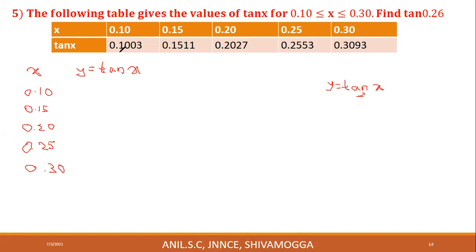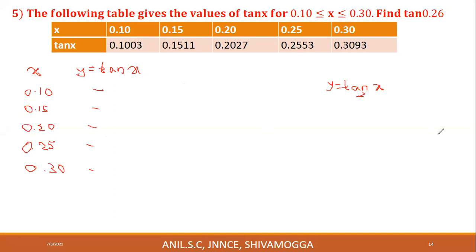Corresponding values of y are 0.1003 here, 0.1511 here, 0.2027 here, 0.2553 here, 0.3093 here. You construct the table. This will go up to fourth differences.